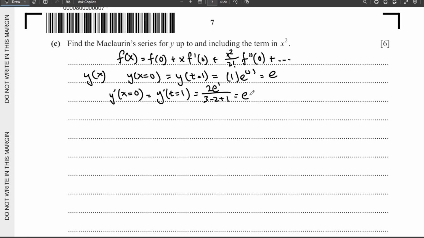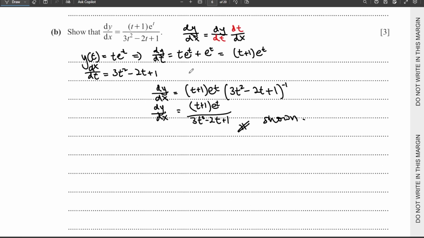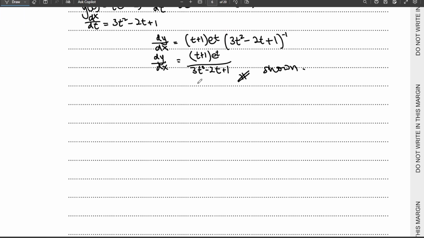Again, we get just the e. If you have the first term and the second term of the Maclaurin series already, now we want to find the second derivative, or f double prime. But that we don't know, or we haven't found, because we only found up to the first derivative for now. Let me just write that.